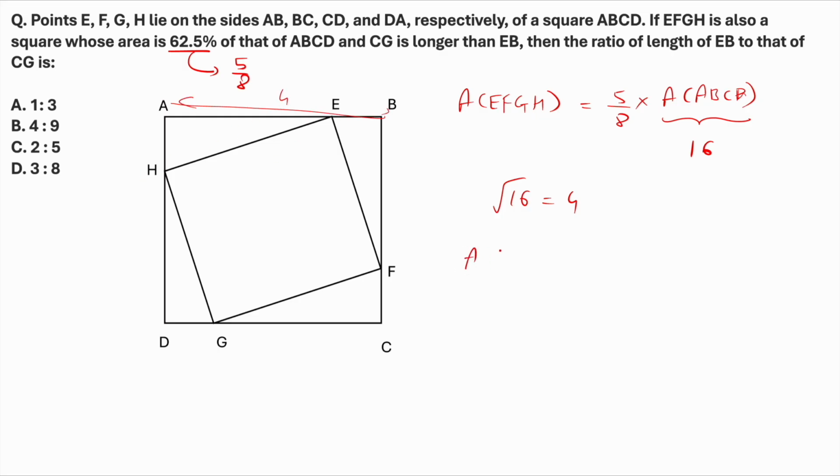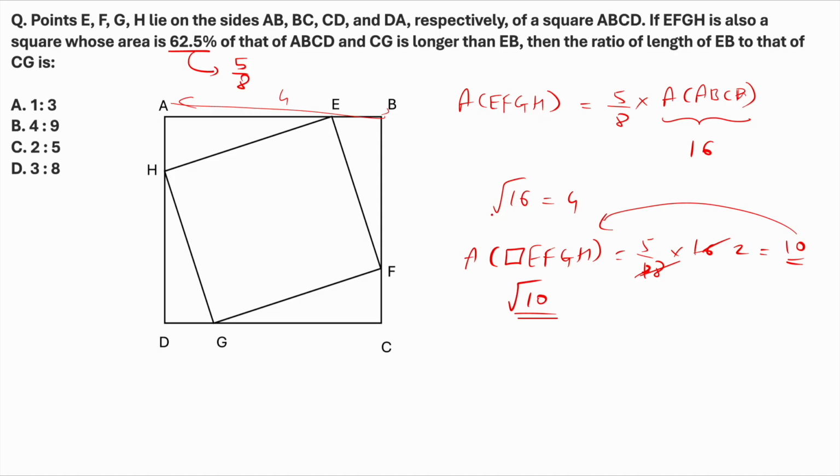Now, area of the square EFGH will be 5 by 8 of 16. 5 by 8 of 16 will be 5 2s are 10. So we have found the area of EFGH as 10. That means each side of the square is basically square root of 10. We'll keep it as it is, right? So EH, EF, FG and GH, all these four are worth root 10 each, okay?